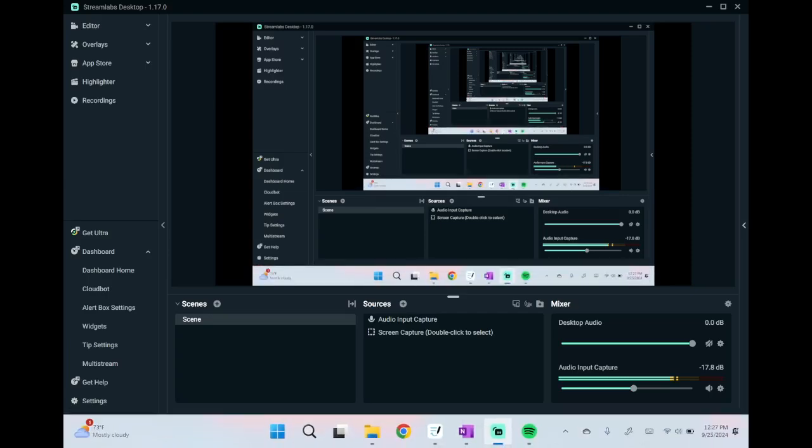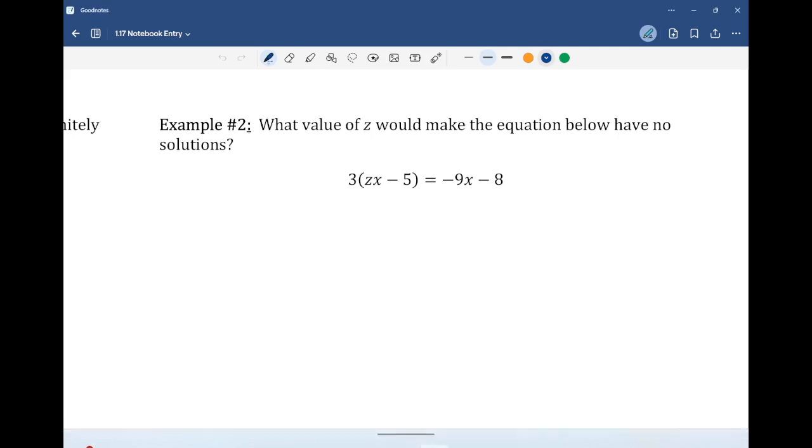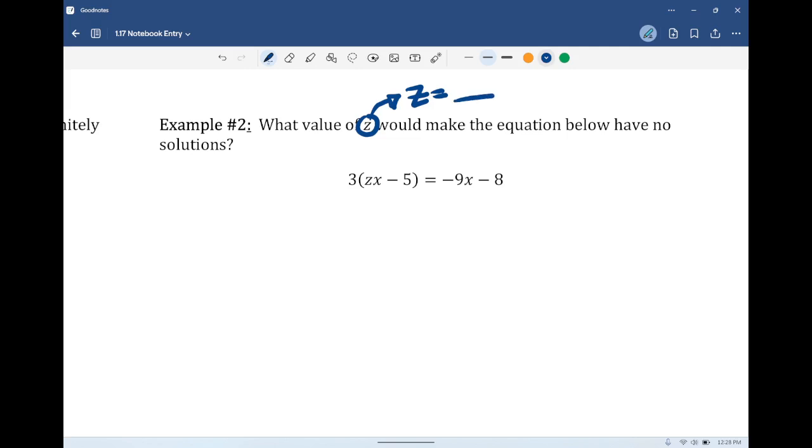There we go. On example 2, we are trying to figure out what value of z would make the equation below have no solutions. And so there's 2 sets of things I want to annotate. First is z. This tells us that I need z is equal to something. Essentially, I'm going to have to solve for z. In order to answer this question, I'm going to have to solve for z.